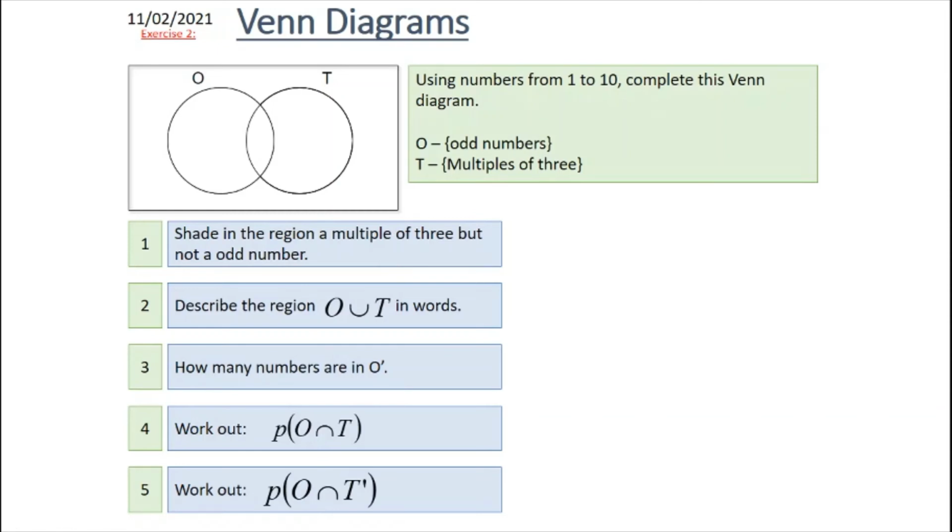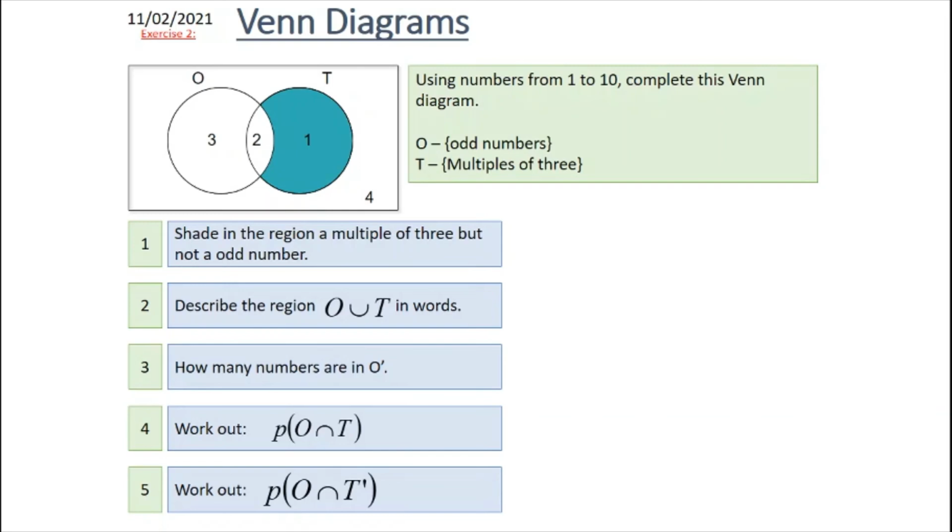Okay, so the answer to question 1, shade in the region, there's a multiple of 3 but not an odd number. Oh, sorry, I've included the answer, so you should have had 3 numbers in the odds, 2 in odd and even. There's only 1 number that belongs to the multiples of 3, and 4 numbers that are neither odd nor a multiple of 3. Okay. 3 but not an odd number would be that part.